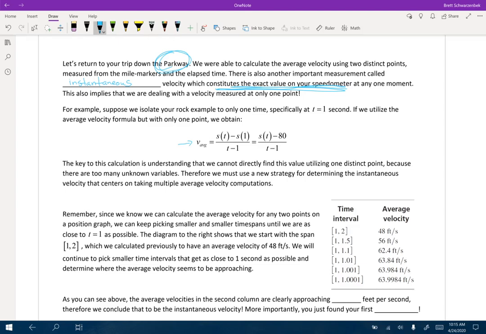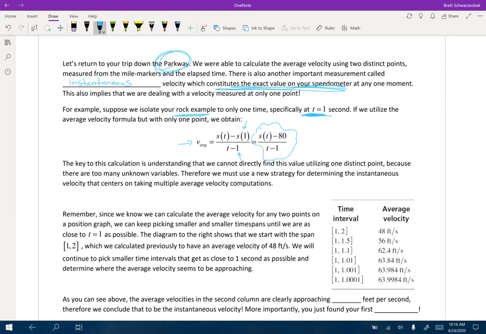Well, think about our rock example at only t equals 1. So remember, instantaneous velocity is at one time. If we actually tried to utilize the average velocity formula and we plugged in just one time, s of 1 and 1 for our t's, we would end up with this crazy looking thing here.